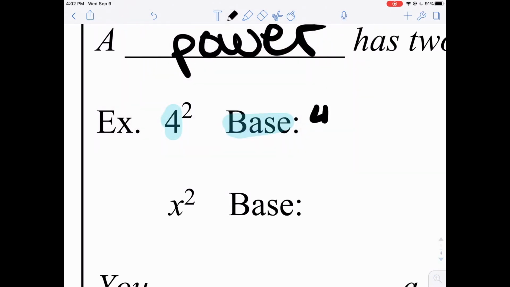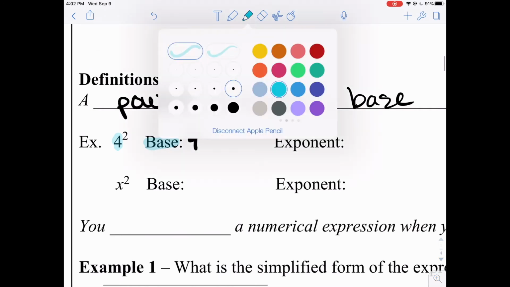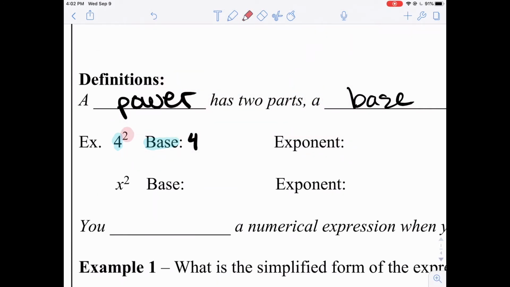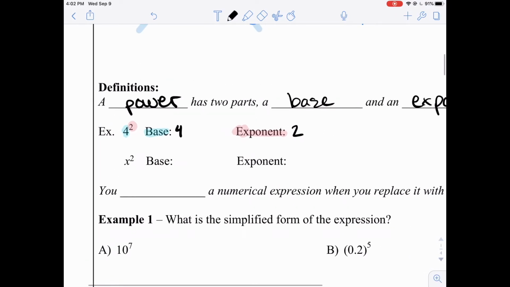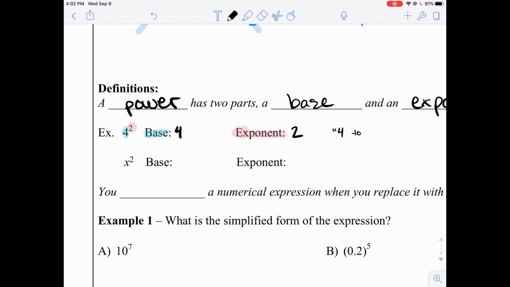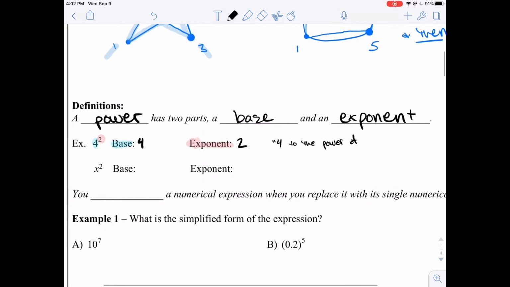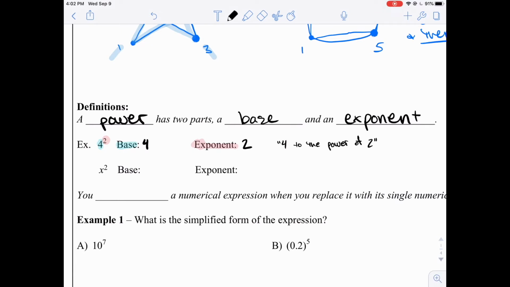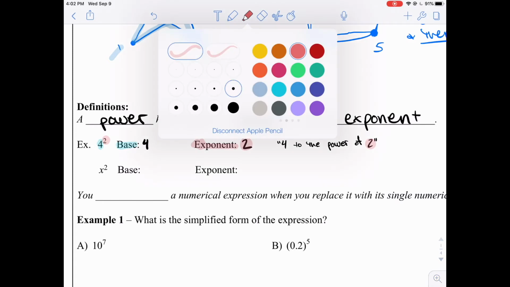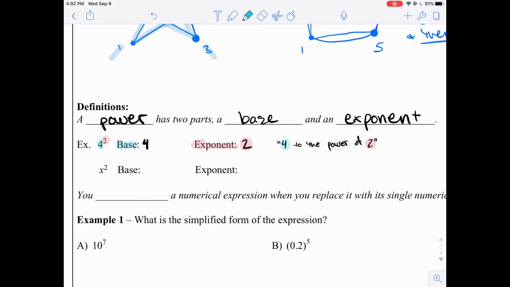Your base here is 4. And then our exponent is this little guy up top. He's kind of extra exponent. You put him outside. That's what exponent means. So our exponent is 2. And we read this as 4 to the power of 2. And if you like your little fancy words, you can say, isn't that squared? Yes, it is squared, because squared has an extra little shortcut to it.